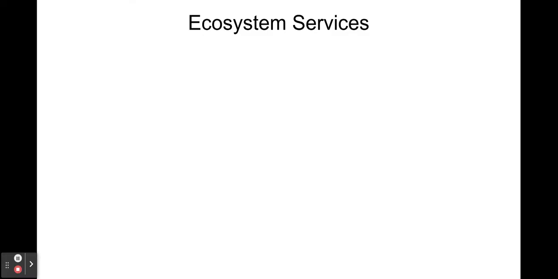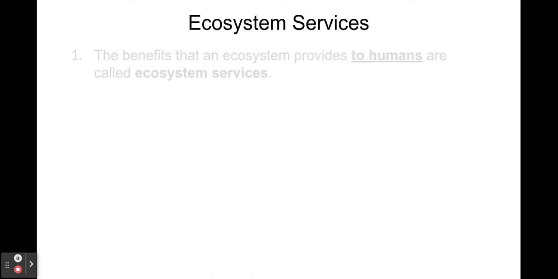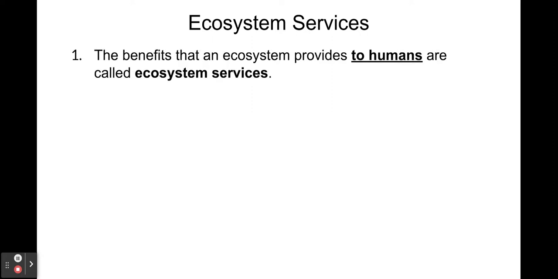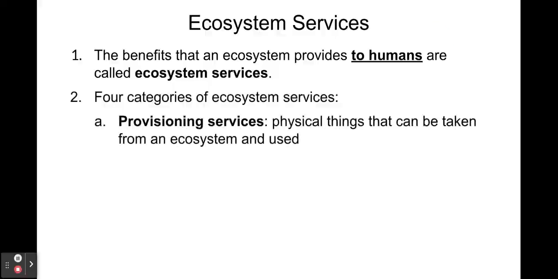Our third category for today is a concept called ecosystem services, otherwise known as what can the environment do for you? The benefits that an ecosystem provides to humans are called ecosystem services, and we separate them into four general categories. Our first category of ecosystem service is provisioning services. These are physical things that can be taken from an ecosystem and used by humans.